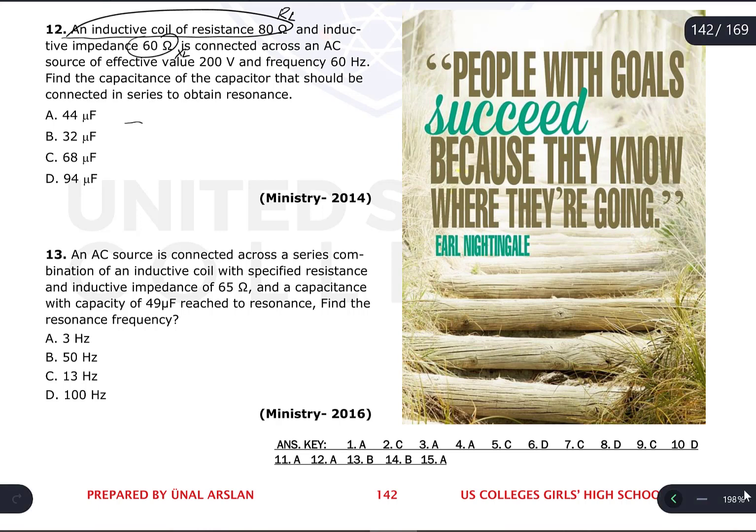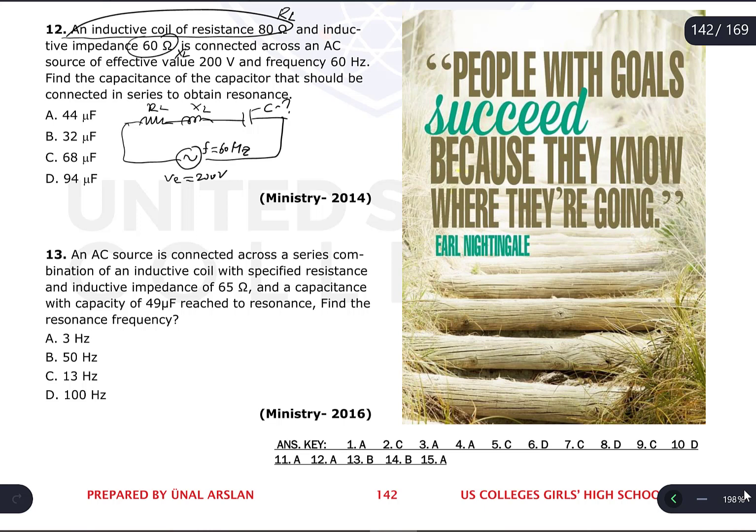So there is an impure coil with a resistor RL and also an inductor XL, and also a capacitor. They are connected in series to a generator whose effective potential difference is 200 volt, whose frequency is 60 Hz. So calculating this capacitance is the question.